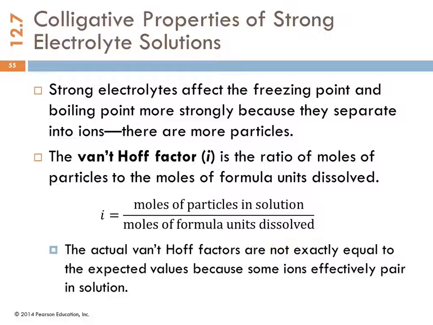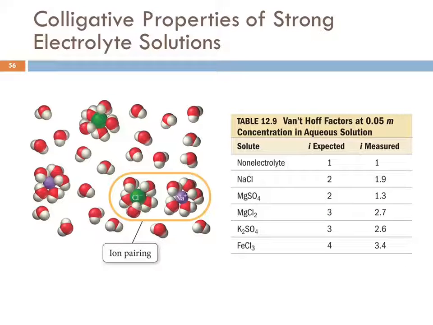And it doesn't always come out to be exactly what we think it should be because some of the ions pair up in solution. And so here's what that looks like. Here we have solvated chloride ion and solvated sodium ion, but they're like, hey, let's go around together. And so they're not really separate. And so the van't Hoff factors are experimental correction factors.